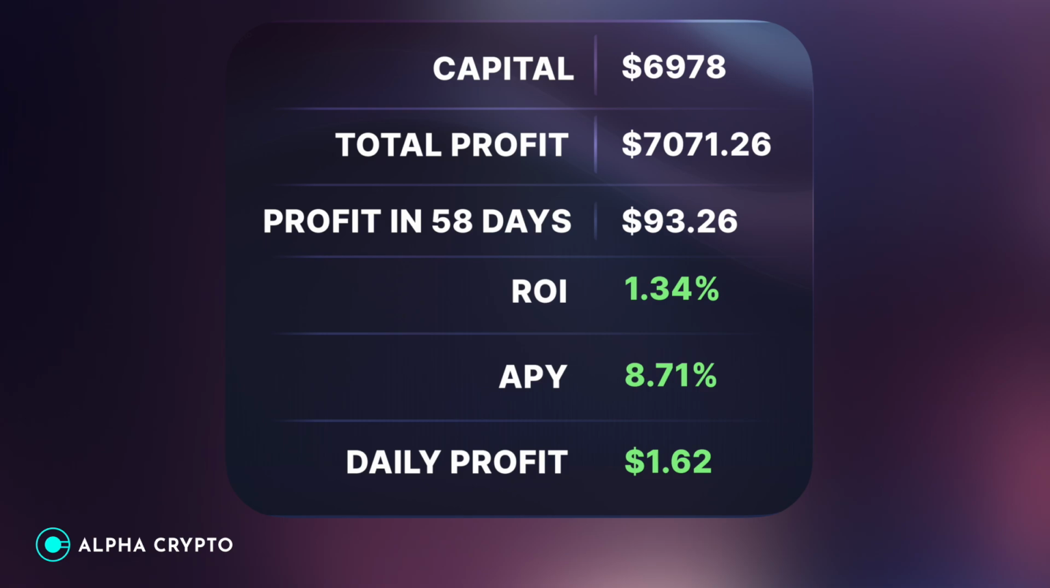So here's the results for this week. We've made a profit of around $93.26 in around 58 days. ROI 1.34%, APY 8.71%, and it's around a daily profit of $1.62.